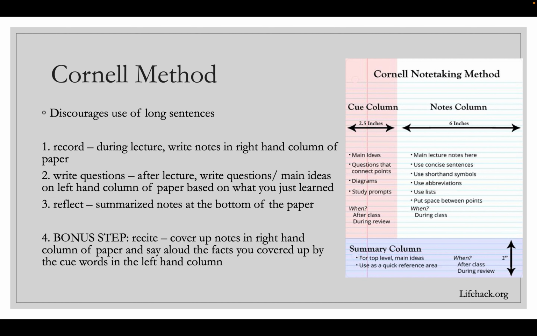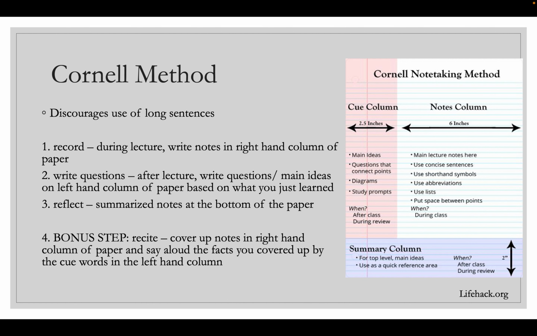Step number 2, this would be the Q column. You are going to write any questions or main ideas after the lecture on the left-hand column of the paper on what you just learned in the right-hand column. The last step is to reflect or summarize all of the notes at the bottom of the paper. This is in that bluish purple area on the example on the right-hand side of the screen here, or the summary column.